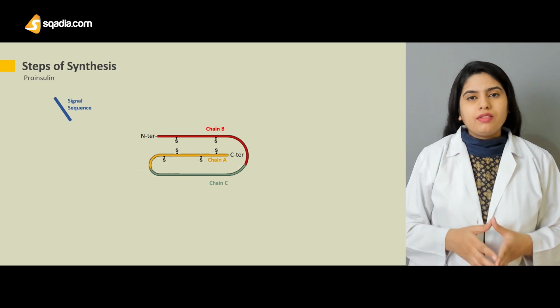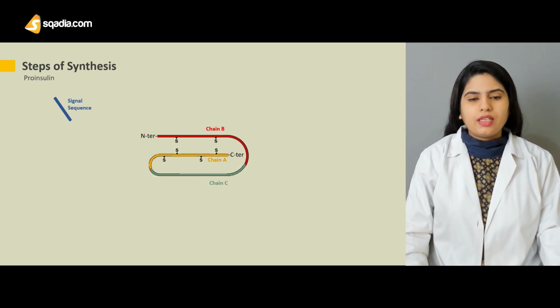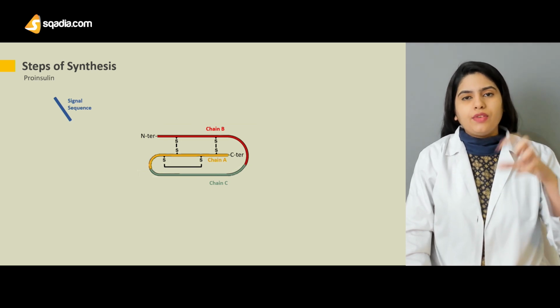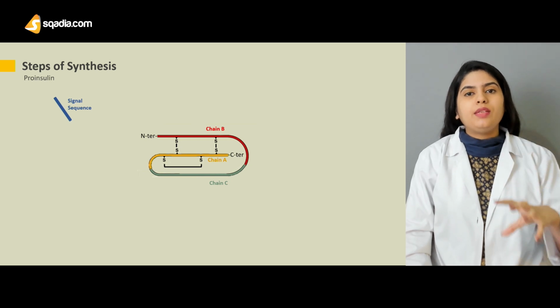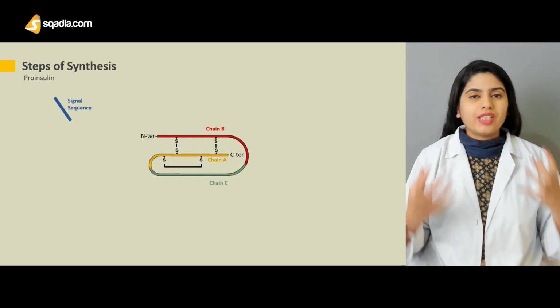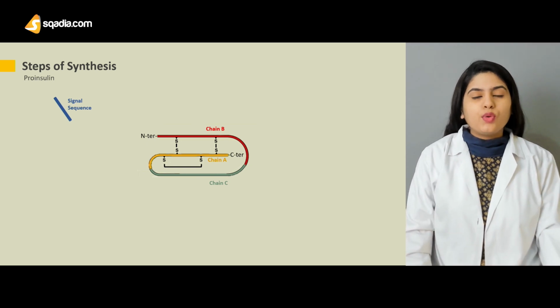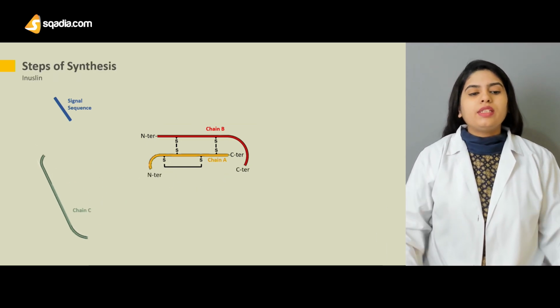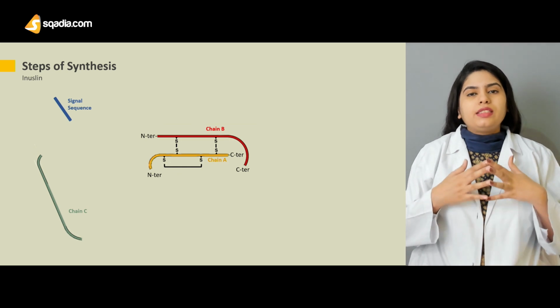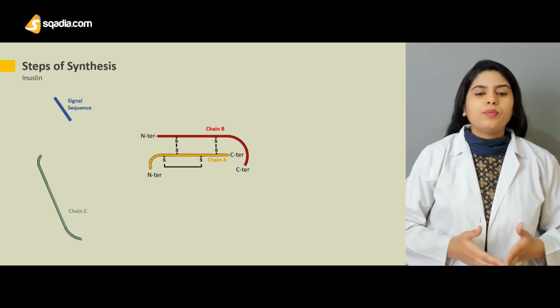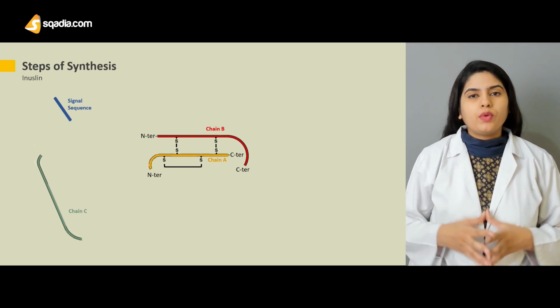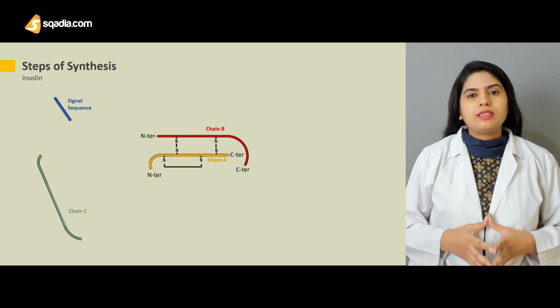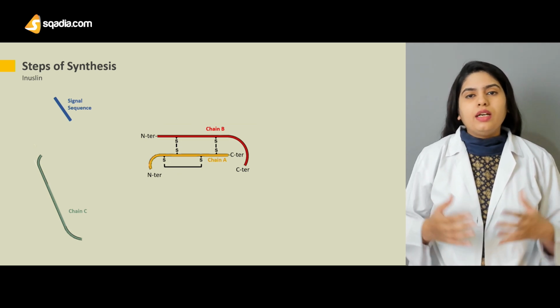Now, inside the rough endoplasmic reticulum, sulfide bridges are formed between the sulfides of both chains. Now, these sulfide bonds basically make the chains more stable. This is also known as the proform of the insulin. Now, after that, the C chain separates out from the B chain and A chain. So this is the mature form of the insulin, and this maturation takes place in the granules of the Golgi apparatus.